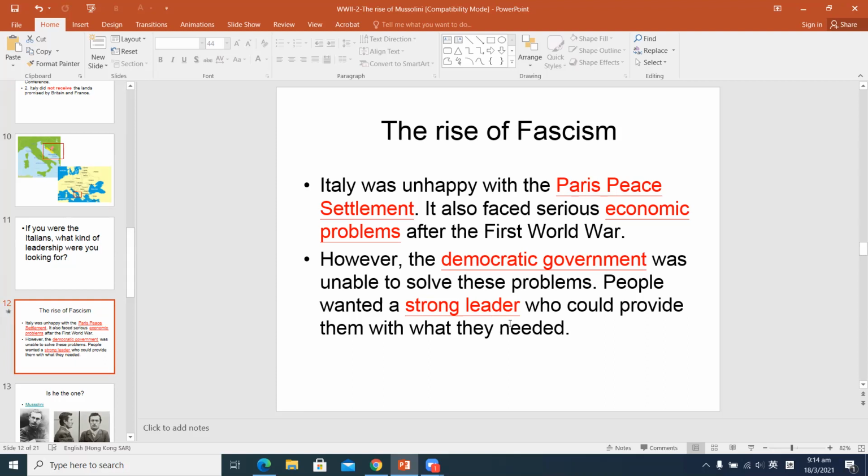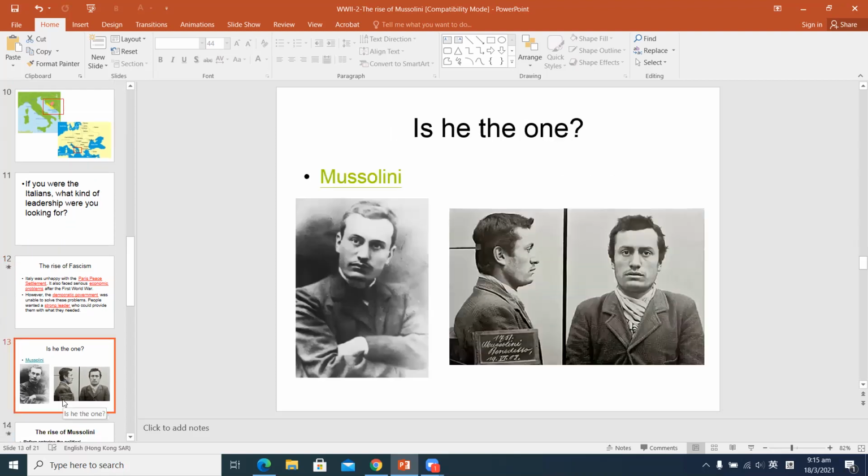That's why Italy did not join the First World War in 1914. And it was 1915 that Britain and France invited Italy to join the war, promising land. And then after the war or during the war, Italy suffered a lot. And at the end, Italy did not get anything. And that's why they want a strong leader. So who was the strong leader in Italy? Is he the one? He is called Mussolini. So before we move on, have a look at a video introducing Mussolini.